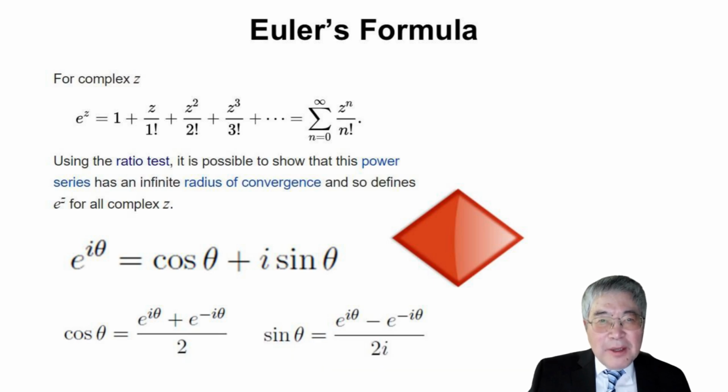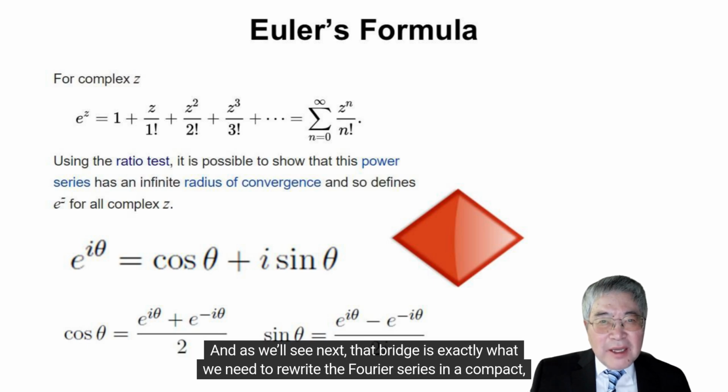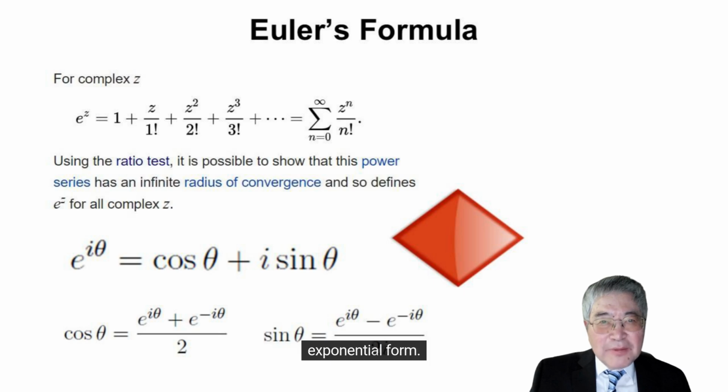So to sum up, Euler's formula is a bridge between the world of waves, like sine and cosine, and the world of exponentials. And as we'll see next, that bridge is exactly what we need to rewrite the Fourier series in a compact exponential form. Let's move forward and take a look at that next.